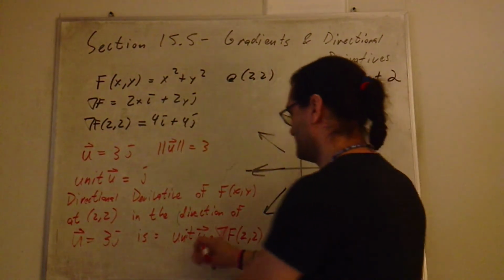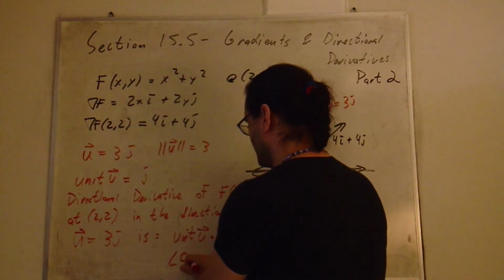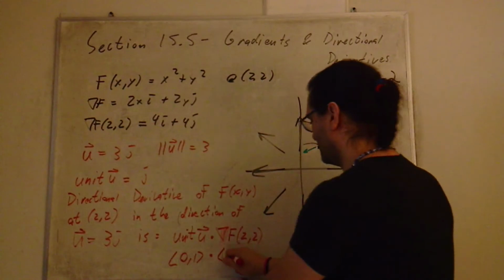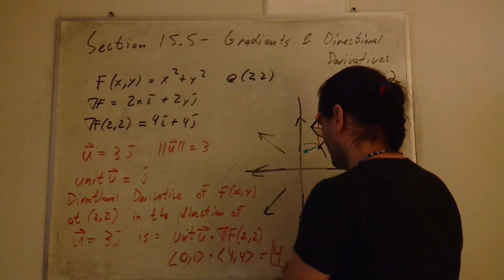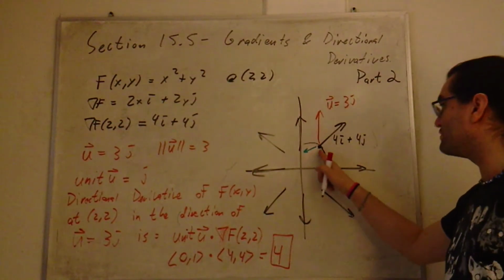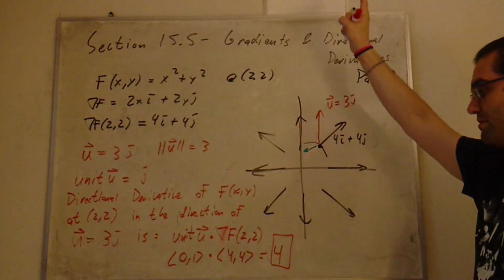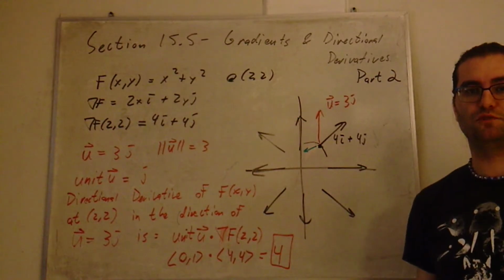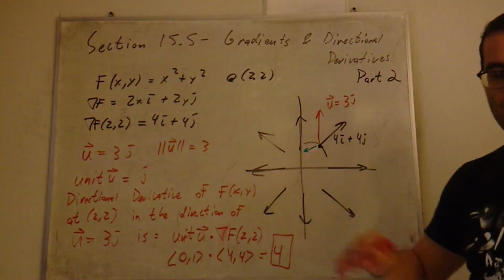So for us, that is j, if we're going to write this in brackets, j is 0, comma 1, and the gradient of f is 4, comma 4. So this dot product is just 4. So if you're standing at this point 2, 2 on the inside of this paraboloid, and you're looking at moving straight north, the steepness is 4, which is a slope. That's the slope of this surface in that direction at that point.